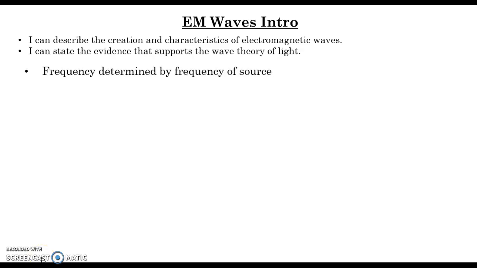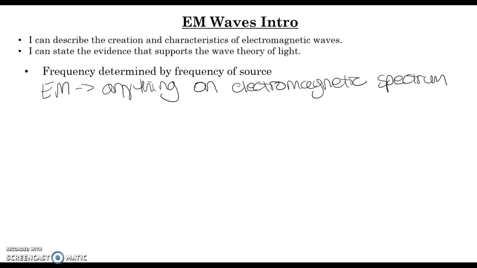All right, so the first thing that we're going to do is talk about electromagnetic waves, so we have some background understanding of what an electromagnetic wave is before we go into modern physics and how we work with them. The frequency of an electromagnetic wave is determined by the frequency of the source. But what are they? Electromagnetic waves are just anything on the electromagnetic spectrum. So that could be a variety of things.